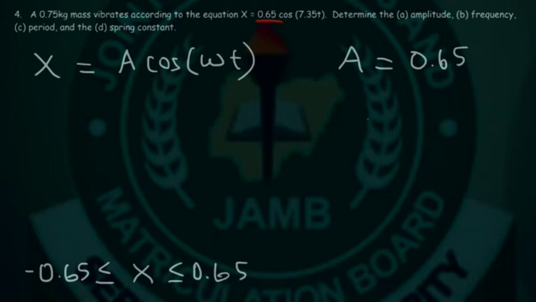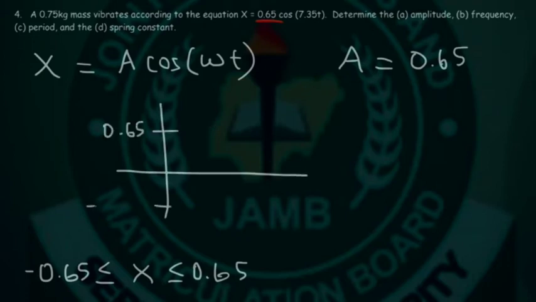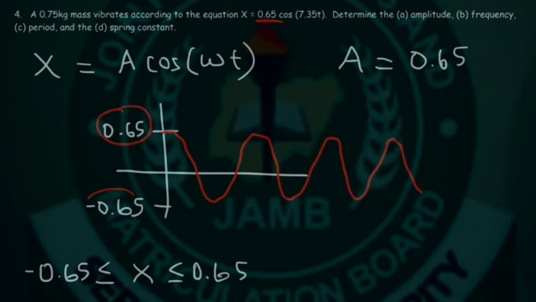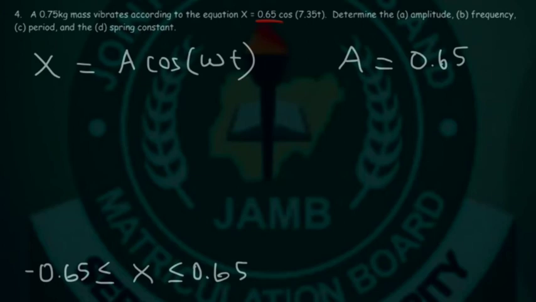So if you graph this cosine equation, the amplitude is 0.65 and negative 0.65 on the graph. And cosine starts at the top. So the cosine wave is going to look something like this. And it's going to keep oscillating between these 2 points. Now, what does this number represent? 7.35. Notice that the variable in front of t is omega. So the 7.35 represents the angular frequency of this oscillator. So it's 7.35 radians per second.